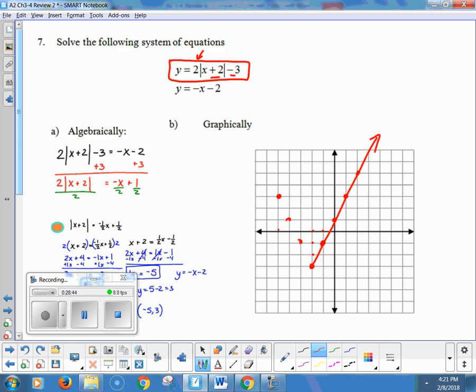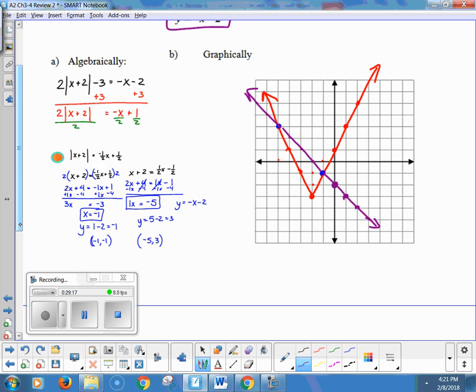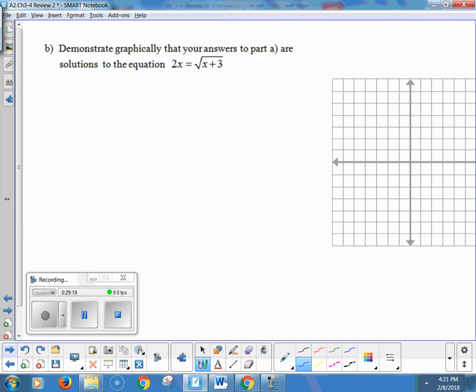And so far, so good. The absolute value goes through both of our intersection points. And the other function is a line with a y-intercept of negative 2 and a slope of negative 1. So backing up, it also passes through both of the points that it was supposed to pass through. So hip hip hooray, yay us. Moving on to number B.